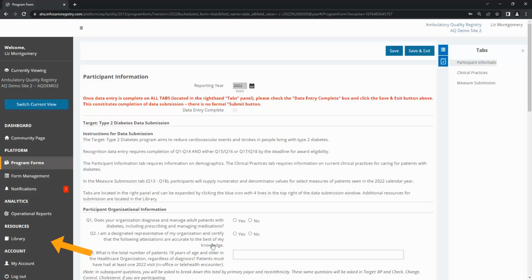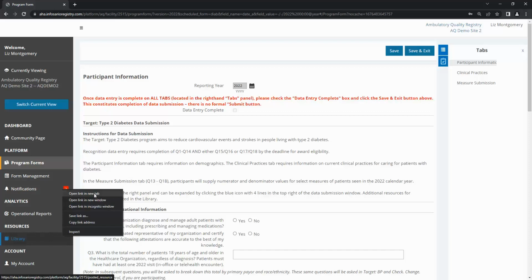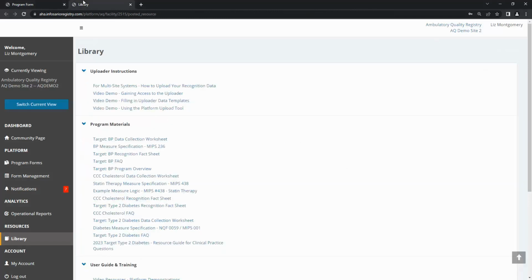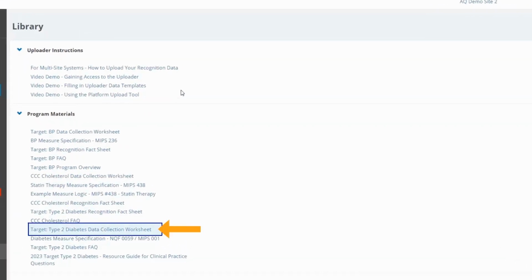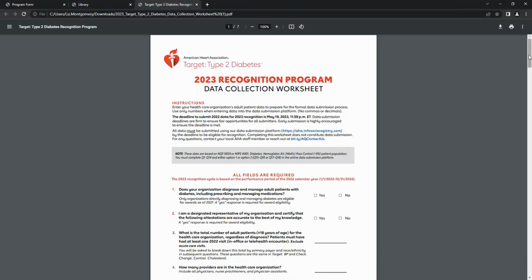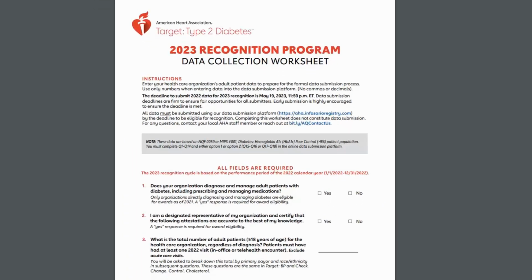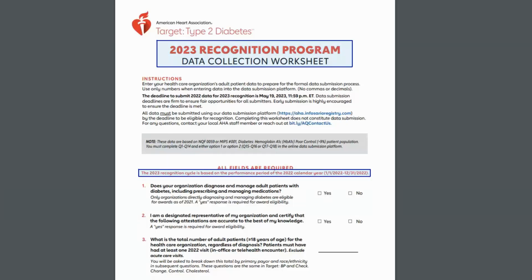You can find this worksheet by navigating to the library. I'm right-clicking to open in a new tab. In the library, click on Target Type 2 Diabetes Data Collection Worksheet to download the PDF. Questions may change from year to year, so please ensure that you have the latest data collection worksheet, which you can find on the top of the first page.